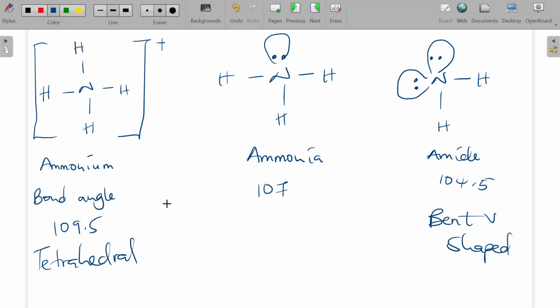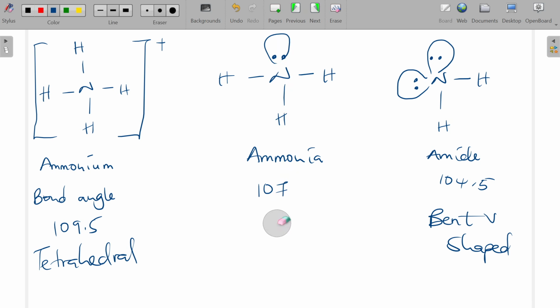Now, what you're going to notice is that here, this one never had any lone pair, right? The bond angle was 109.5. So if it doesn't have a lone pair like this one, it is 109.5. If it has one lone pair, you subtract 2.5, and you get 107.5 or 107, and that is the one with one lone pair.